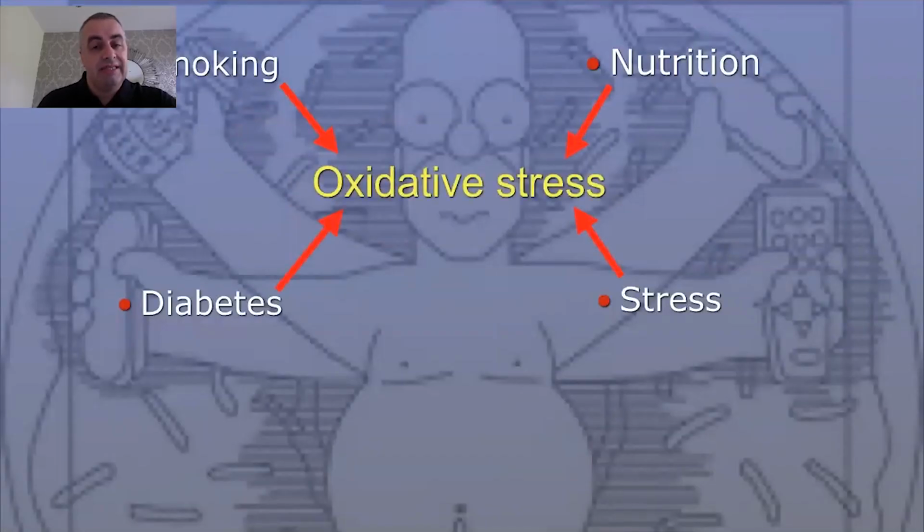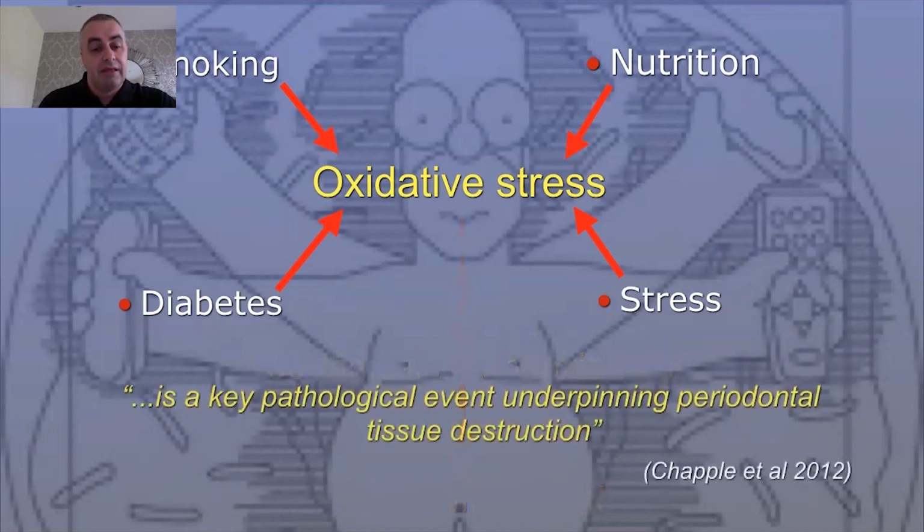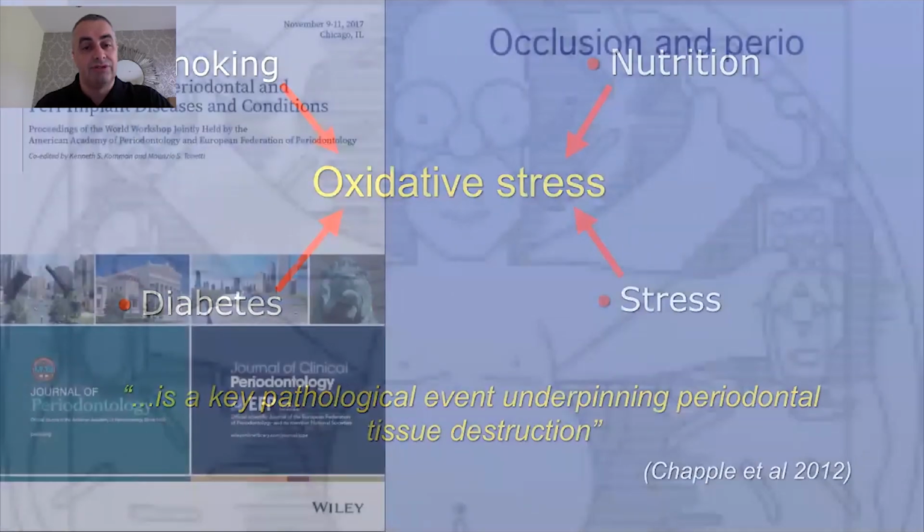Ultimately, all these things feed into oxidative stress, and oxidative stress is this imbalance where we get more free radicals than we get antioxidants, and that ultimately drives the inflammatory process. And it's the key pathological event that underpins all of our tissue destruction.